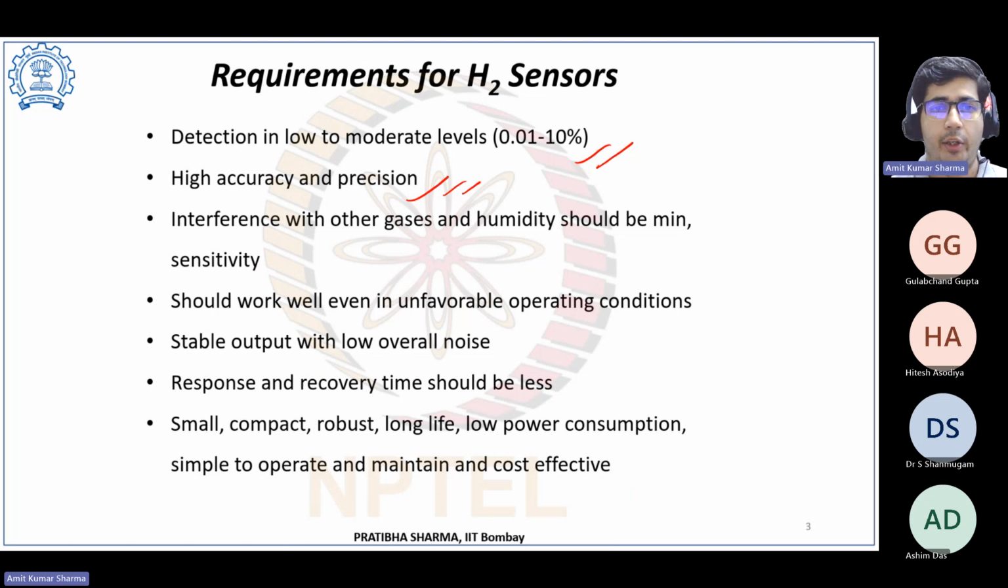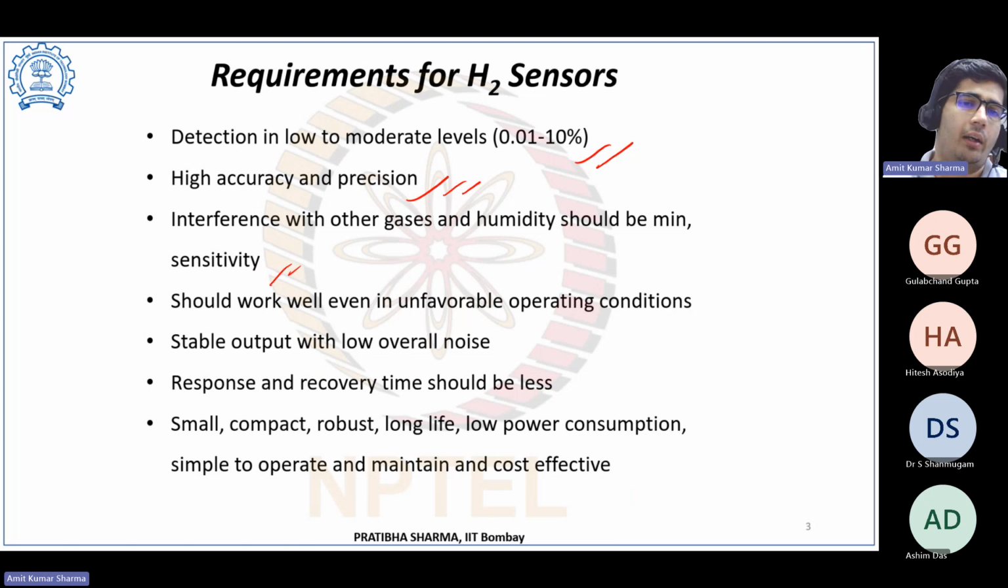So the accuracy and precision should be very good. Interference with other gases and humidity should be minimum, and the sensitivity should be very good, because when we have a mixture of gases, like syngas, or when you have some kind of reforming reactions, there will be hydrogen, CO2, CO. In that case also there should be minimum interference due to other gases, otherwise your reading will not be correct.